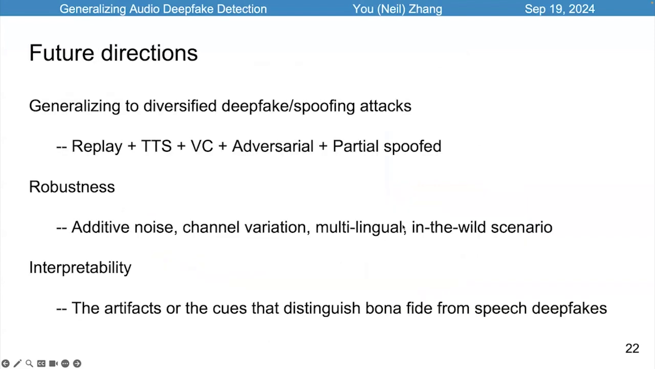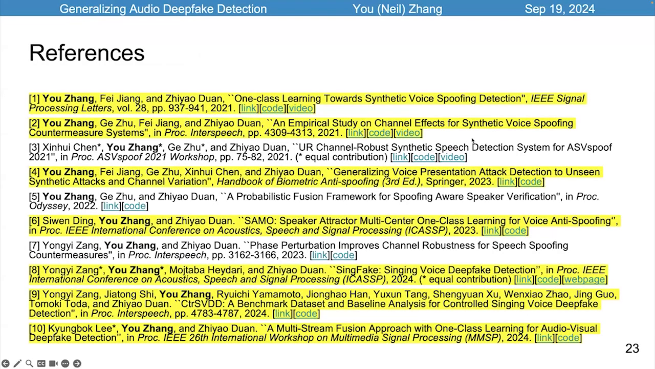And for future research, we are extending that to more diversified scenarios of deepfake attacks. And also we want to improve the robustness and the interpretability of audio deepfake detection systems. And for references, these are all the papers we have published along this main theme of audio deepfake detection. And I want to thank all the co-authors from our lab. And the highlighted papers are what we have discussed in today's presentation.